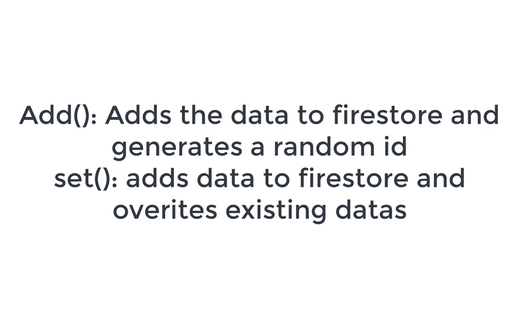But the reason why we normally use add is because of the random ID that it generates. It is actually good when you're retrieving a list of data and then paginating through all of them, like a newsfeed app, like the Facebook application. So that's why I'm using add for this. That said, let's head over to the code again.